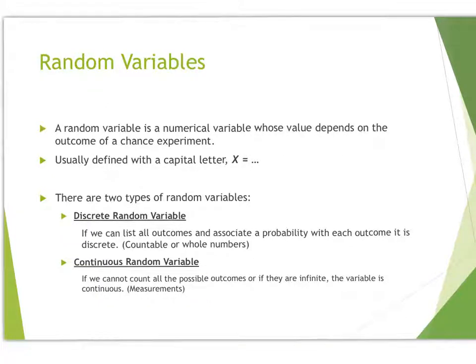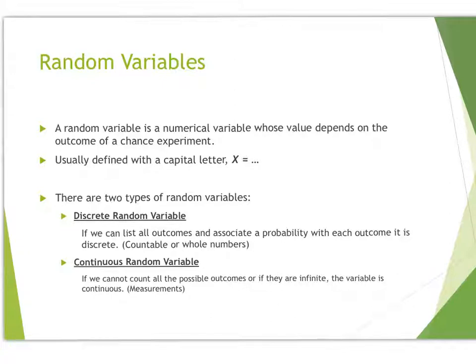Let's discuss random variables. A random variable is a numerical variable whose values depend on the outcome of a chance experiment. You can think of an easy example, like rolling a die. We know all the possible outcomes of a die can be 1, 2, 3, 4, 5, and 6, and the probability for each roll is 1/6. The only thing we don't know is what the actual roll is until we do it.